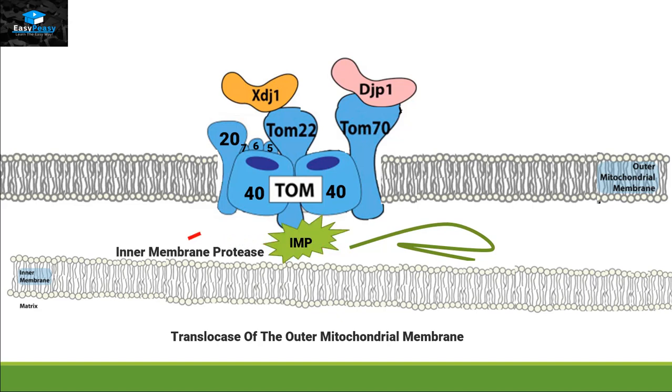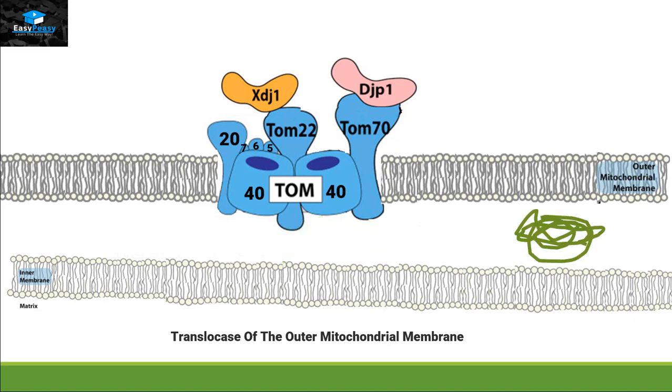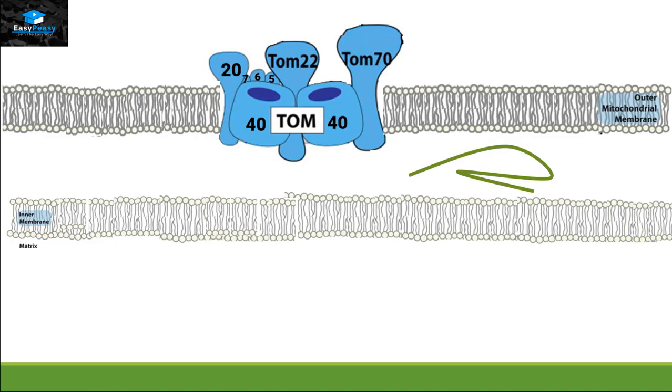Now, if this protein's destination is the intermembrane space, then it is allowed to transfer into the tertiary or quaternary stage like this. If not, then it will remain in the primary stage and will transfer to its destination by using other translocons that we will discuss in this video. Now let's see how this protein will convert itself into the tertiary and quaternary stage. This is the protein that needs to turn into the tertiary and quaternary stage.